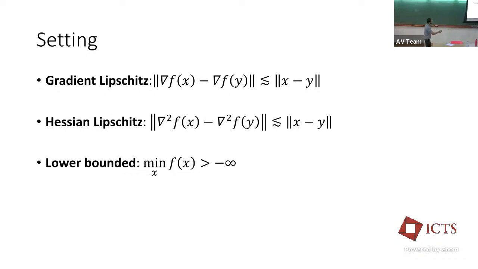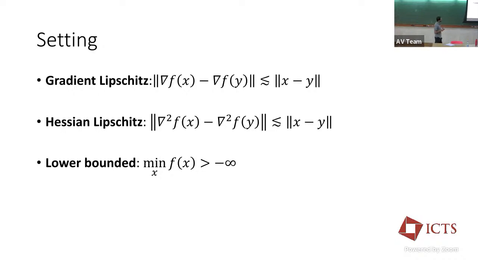There are some constants here, so that's why I did not put exactly less than or equal to, but I'm assuming these are some constants. For simplicity, I'll not show the dependence on those constants, but all of that can be tracked very precisely. The third assumption is that the function is lower bounded.